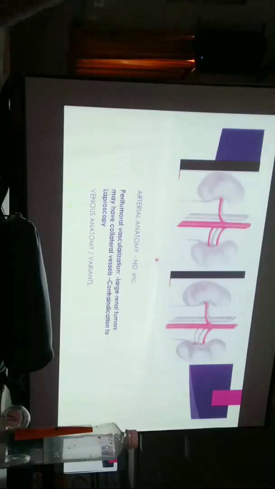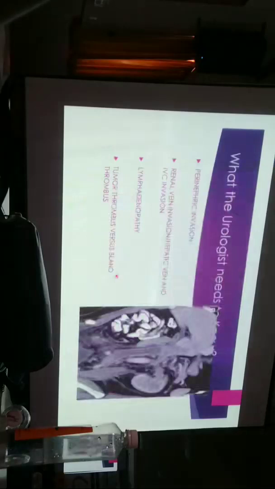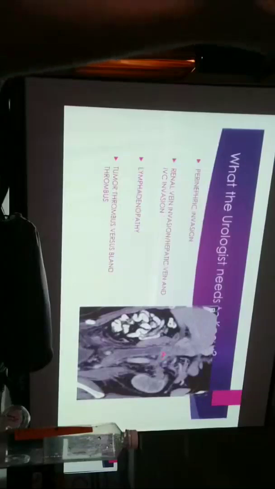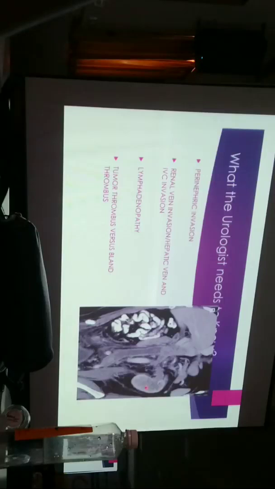Since large tumors could have collateral vessels, which is a contraindication for laparoscopy, report on the venous anatomy and the variants. So before we conclude a report for RCC, what we have to report is what the urologist needs. He needs to know whether there is an extracapsular invasion or perinephric invasion. Renal vein invasion, as in this case, you see a renal vein thrombosis, which is seen extending to the IVC. Presence of any lymphadenopathy.